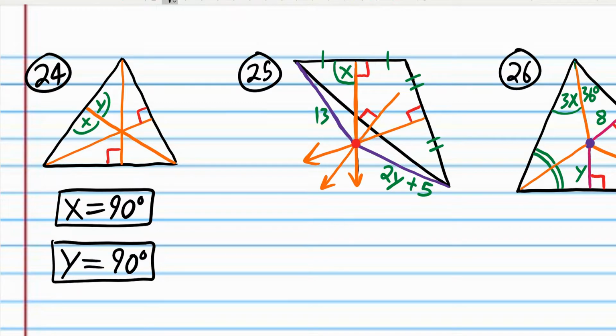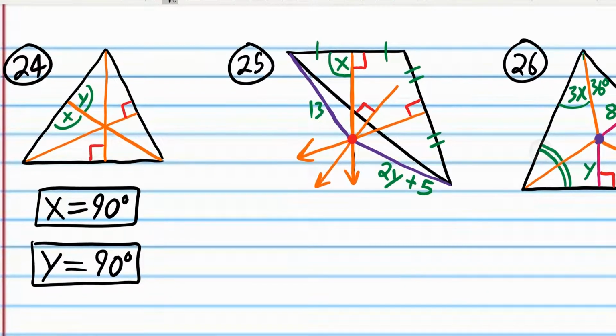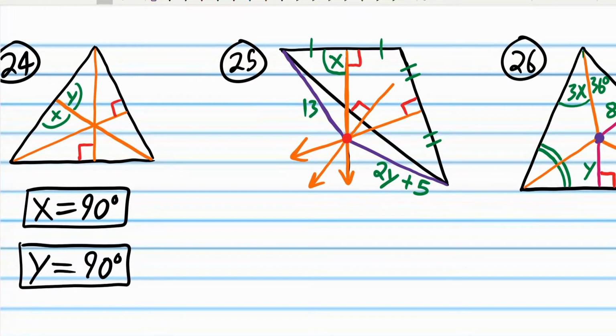Now, number 25, I want you to try number 25. So use your knowledge of perpendicular bisectors and angle bisectors and medians and altitudes and all the theorems that we learned, and see if you can do number 25, find x and y. When you come back, we'll do it together.